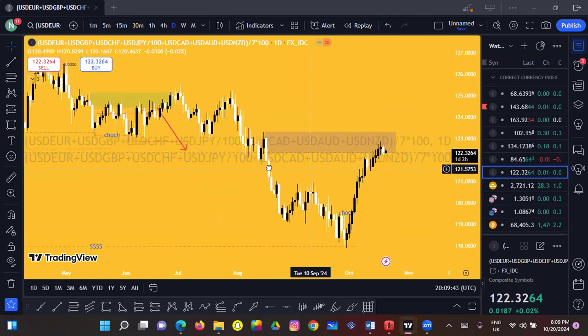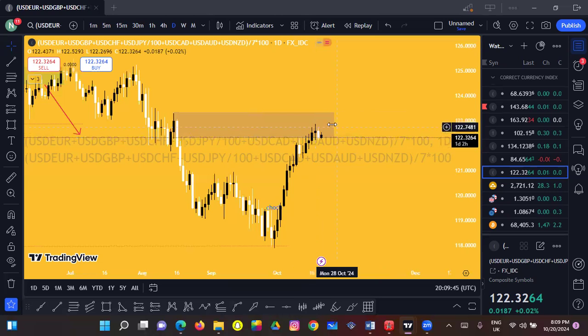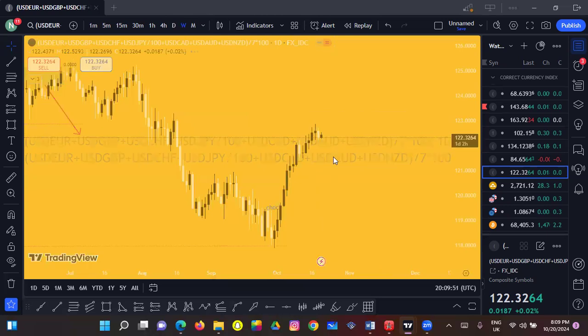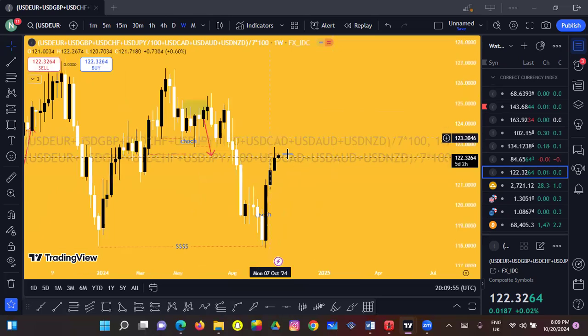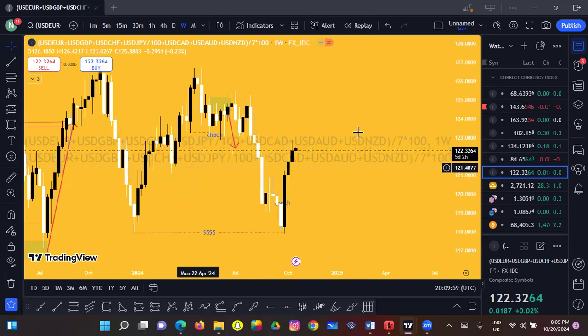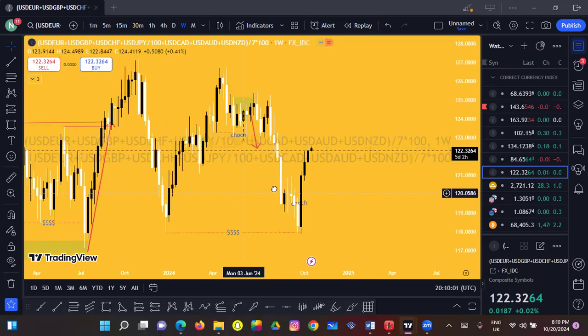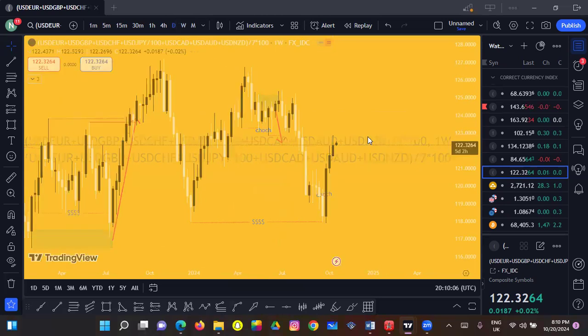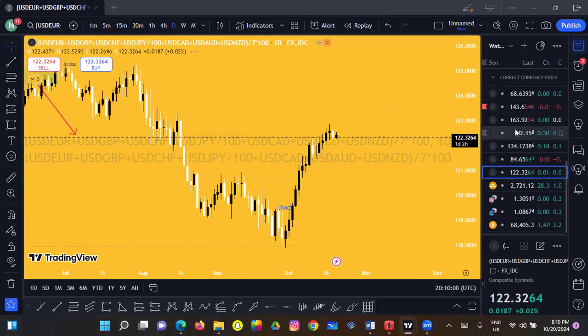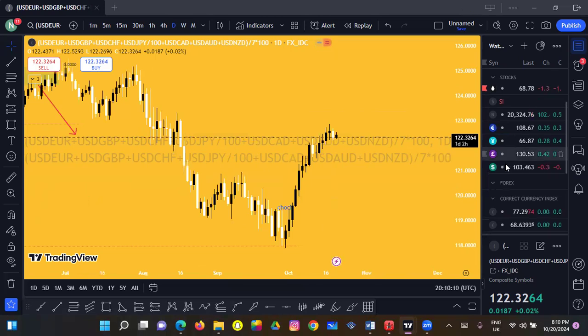So for the dollar index, it is still bullish and we are expecting nothing but a bullish move in the upcoming week. Yes, we are still expecting a bullish move in the upcoming week. Right. So the dollar index is still bullish. So let me move on to the real dollar index that everyone has.